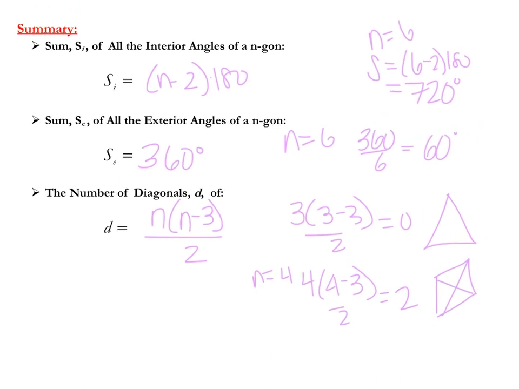So the most important thing is to get these three formulas memorized. You're going to use them arithmetically quite a bit. So the sum of interior angles is (n minus 2) times 180. The sum of exterior angles, no matter what, is 360. And then the number of diagonals is n times (n minus 3) over 2.